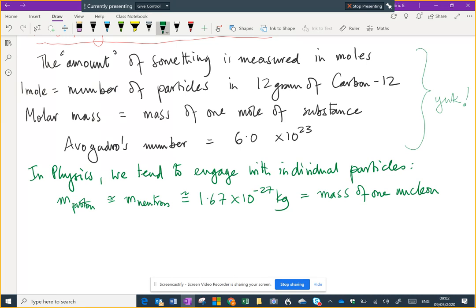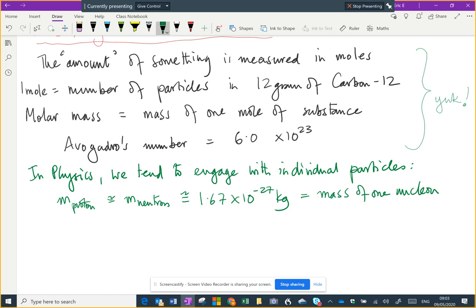Now this number appears in your data sheet at the front of your exam. It's a number that I remember. It's a number that I feel is much more useful than Avogadro's number. Avogadro's number takes you from reality into an artificial construct called the mole, whereas this is rooted in reality. The mass of a proton is approximately equal to the mass of a neutron, to 3 significant figures at least, and it's equal to 1.67 times 10 to the minus 27 kilograms. So that's the mass of one nucleon.